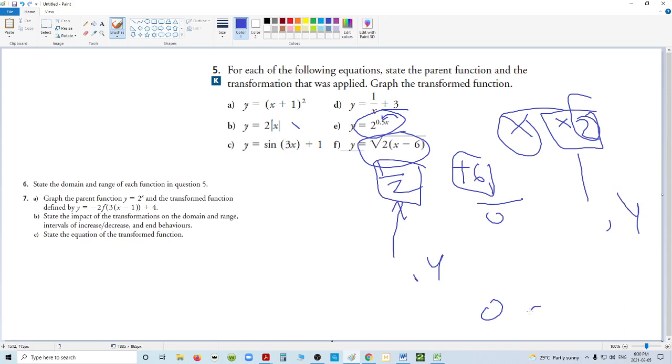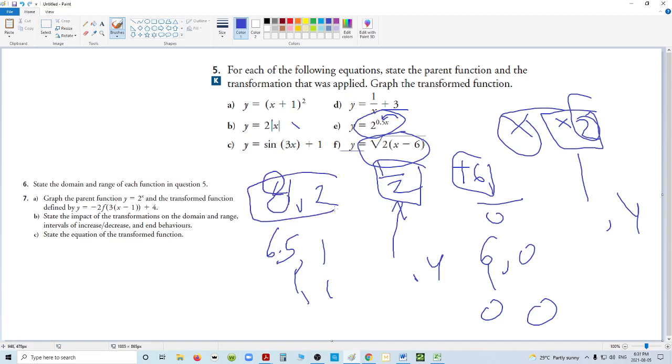So 0, 0 becomes 6, 0. 1, 1 is a point. When I multiply by half, I get 0.5, and I add 6. It becomes 6.5, 1. 4, 2 is a point, which means that if I multiply by half, I get 2, and I add 6, I get 8. 8, 2 is the new point. So you can see that it's actually very easy to transform.